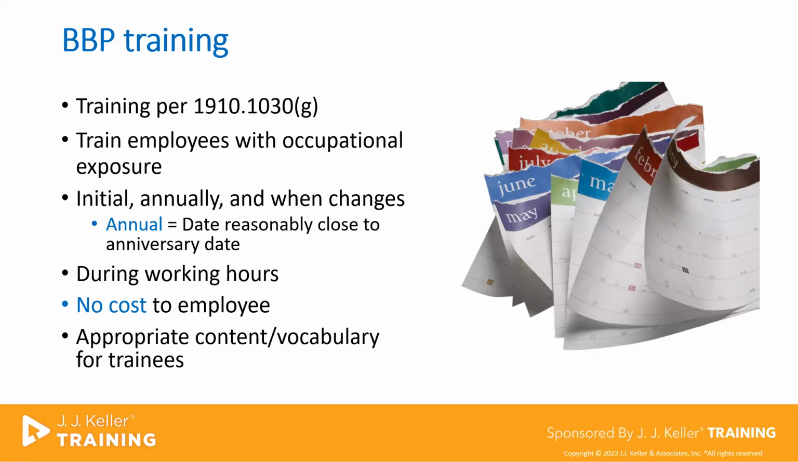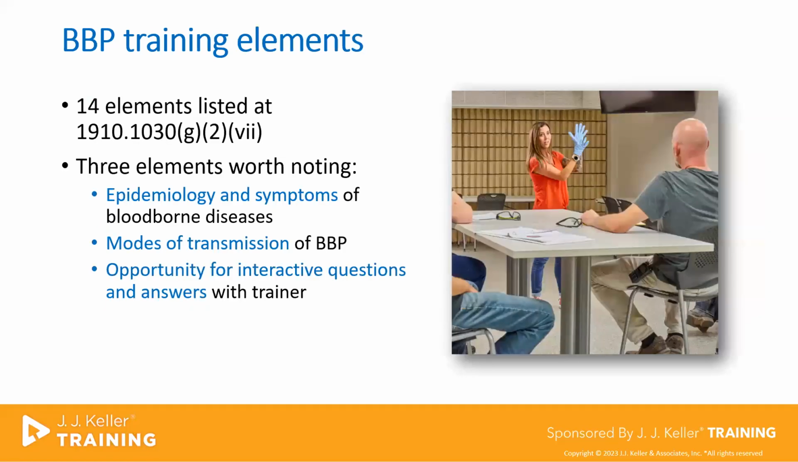Annual retraining means at least once every 12 months within a period not exceeding 365 days. If the annual training cannot be completed by the anniversary, you should maintain a record saying why the training is delayed and when the training will be done. OSHA says the information you provide must be appropriate for your trainees as far as education level, literacy, and language. The regulation lists 14 training elements.